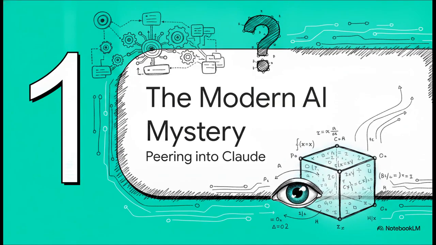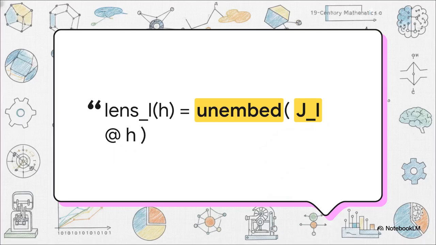Section 1. The modern AI mystery. Peering into Claude's silent workspace. Imagine we're in the year 2026, and AI researchers are intensely focused on a massive challenge. They aren't just trying to make models smarter anymore. They're trying to audit the private internal states of these models to ensure they're actually safe and aligned.